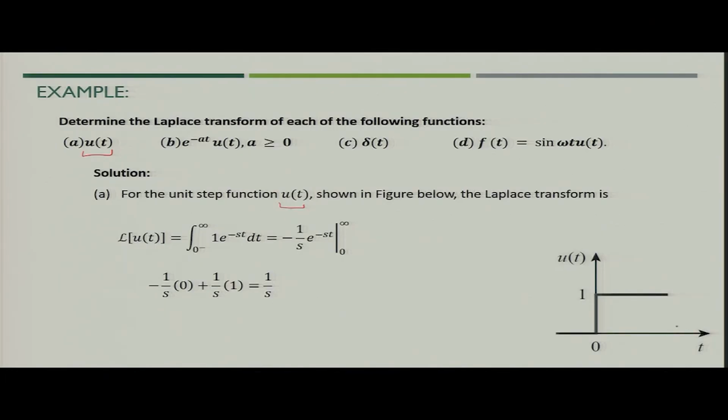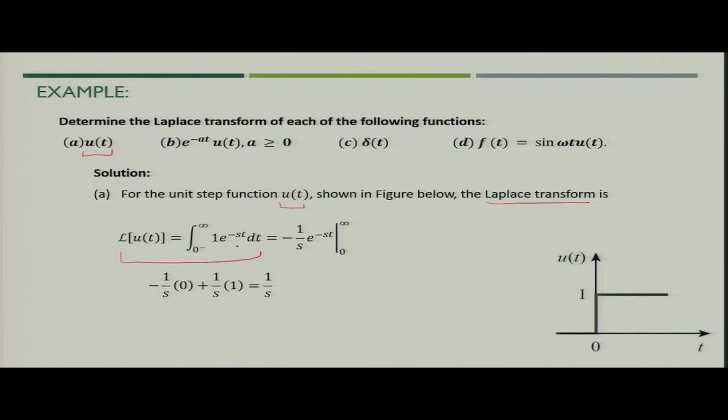So, if you see, this is the unit step function. The value of the unit step function is 1 for time t greater than 0, and it is 0 for time t less than 0. So, when you are asked to find the Laplace transform, you will use the expression for conversion of Laplace transform, that is, Laplace of u(t) is nothing but the integration between 0 minus to infinity of 1 into e to the power minus st dt.